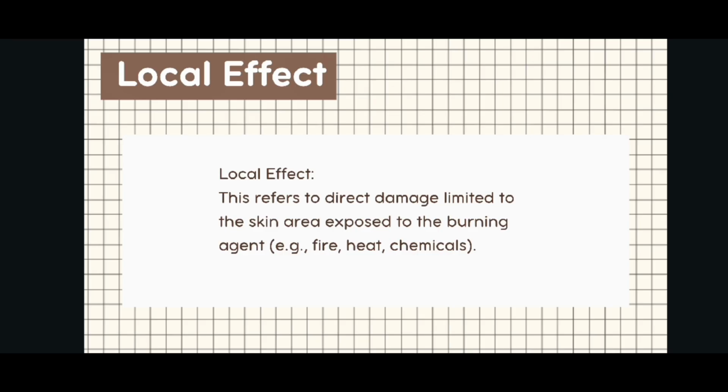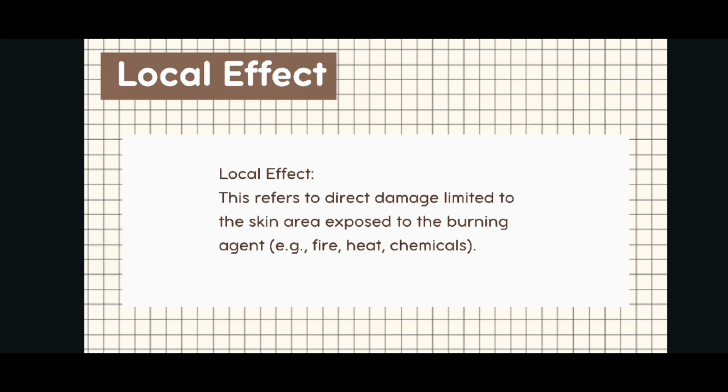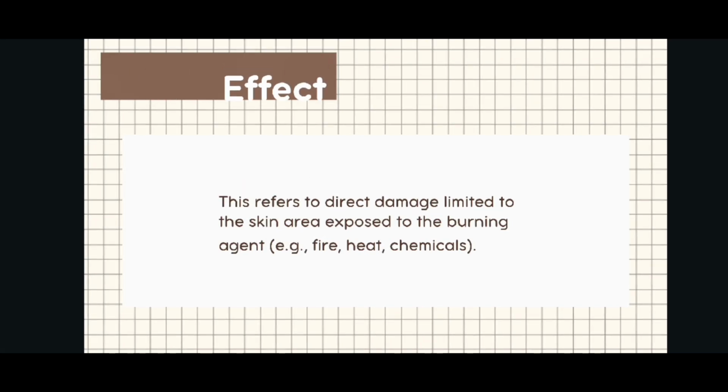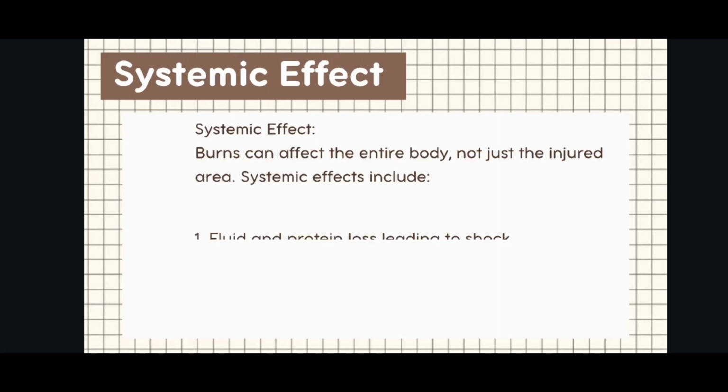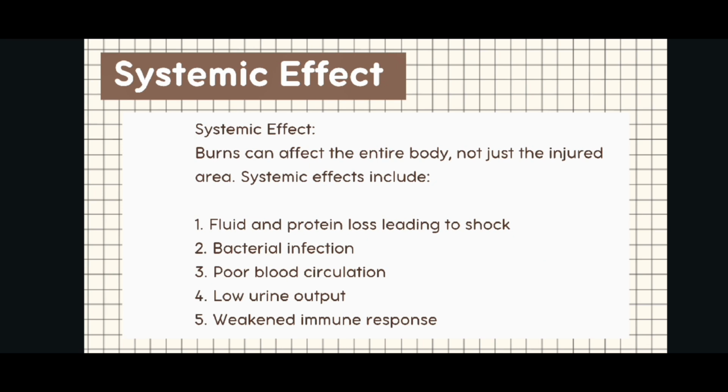Now, let's move on to the effects of burns, which can be divided into local effects and systemic effects. First, the local effects refer to the direct damage caused by the burning agent like fire, heat, or chemicals, only to the skin area that was exposed. For example, if a hot object touches the arm, the damage is limited to that part of the skin. But burns can also cause systemic effects, which means they affect the entire body, not just the burned area. These effects can be serious and life-threatening.